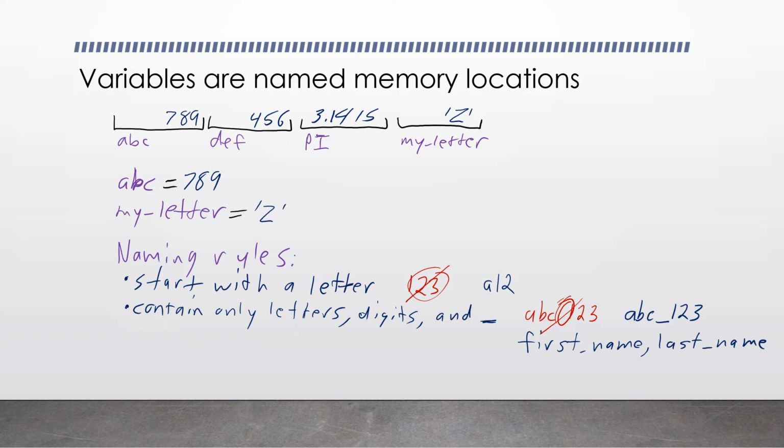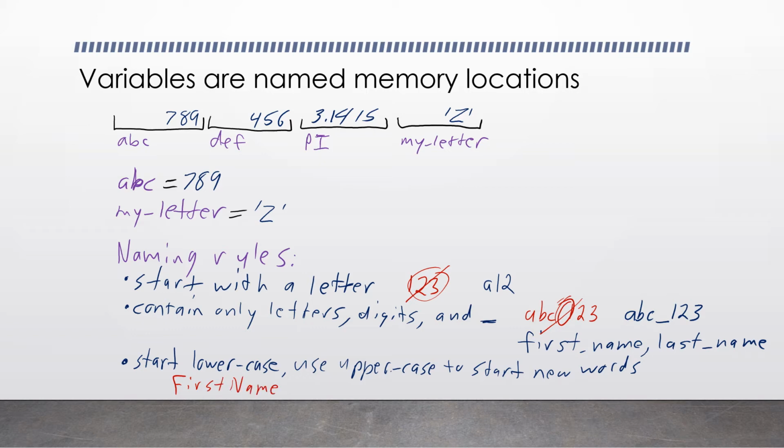And then this isn't a rule, but it's what's called a convention. Variable names typically start lowercase and use uppercase to start new words.